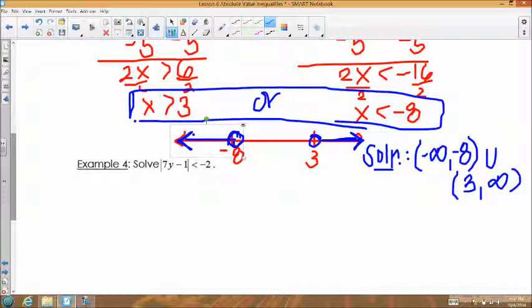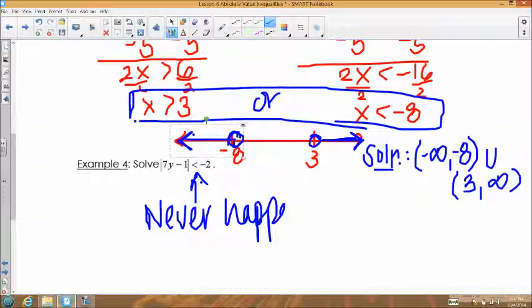So there's no way that you could ever take the absolute value and get a negative number, which means the absolute value of something could never actually be less than a negative number. So this can never happen. You can never have an absolute value that's less than a negative number or less than 0. And that's because absolute values are always going to be positive numbers or 0.